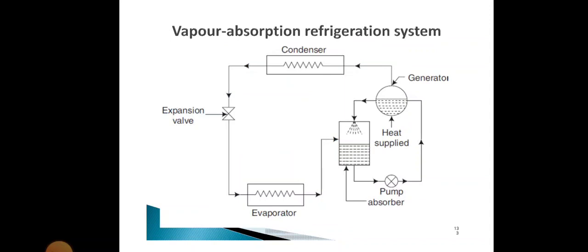Next we are going to see the vapor absorption system. The vapor absorption system consists of a condenser, expansion valve and evaporator. The performance is the same as in the vapor compression method. But in addition to this, the system has an absorber, a heat exchanger, an analyser and a rectifier.